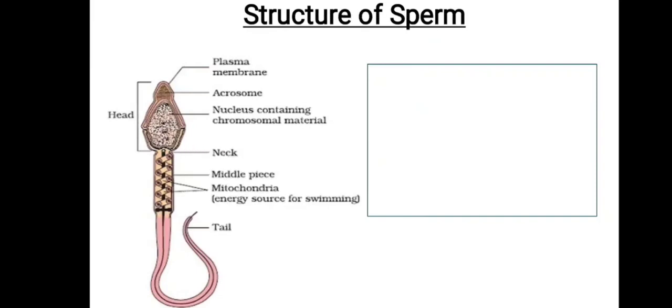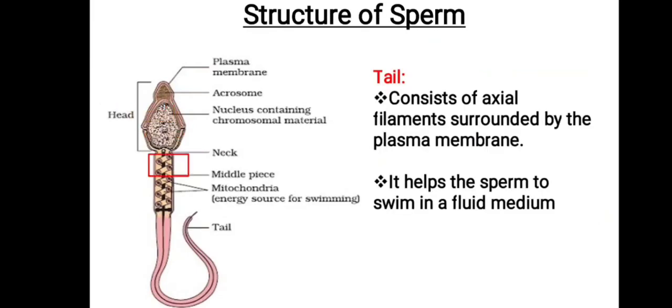The last region of the sperm is the tail region. You can say this is the tail region. This tail region consists of axial filaments. You can see it consists of axial filament and it is surrounded by the plasma membrane. Of course, it is an animal cell, so it is surrounded by the plasma membrane. It helps the sperm to swim in the fluid medium. Yes, the tail is very essential to show the motility which is required for fertilization. This is about the structure of human sperm, where it is differentiated into head region, neck, middle piece and the tail region.